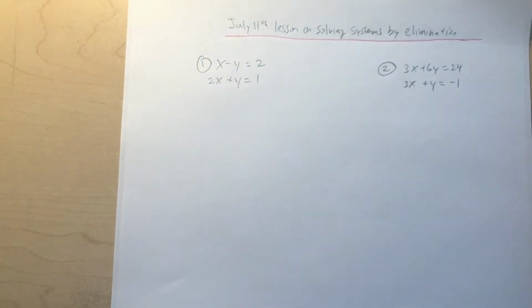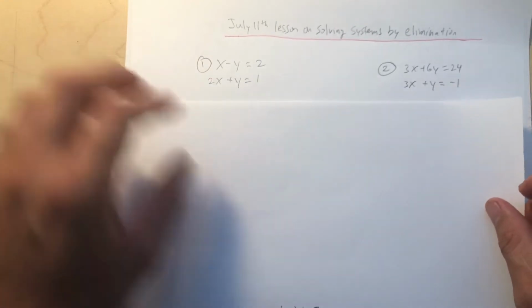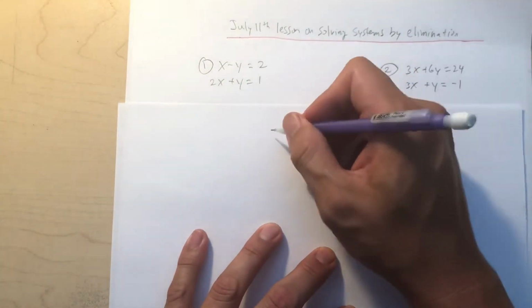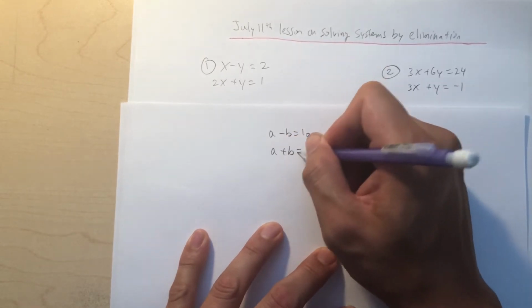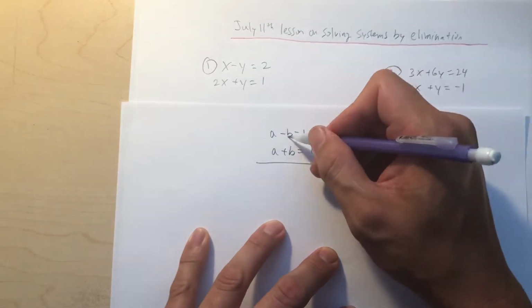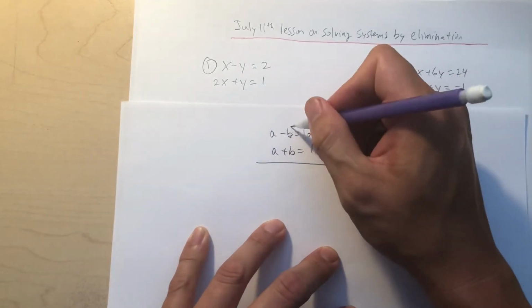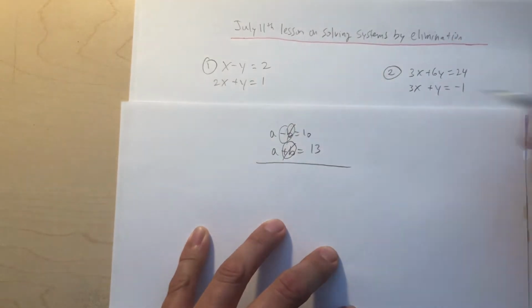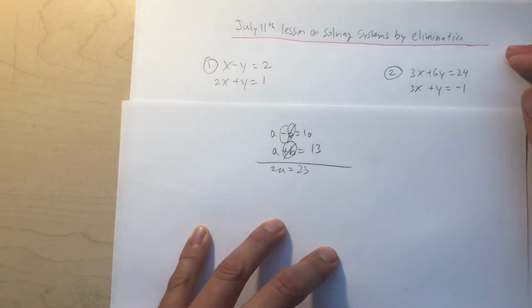This one here is kind of different than the one we just learned. For example, if you have an equation like a minus b is equal to 10, and a plus b is equal to, I don't know, 13 or something like that, you can actually combine the two equations. If you combine those two, the b's cancel and you get 2a, and that becomes 23, and so forth.